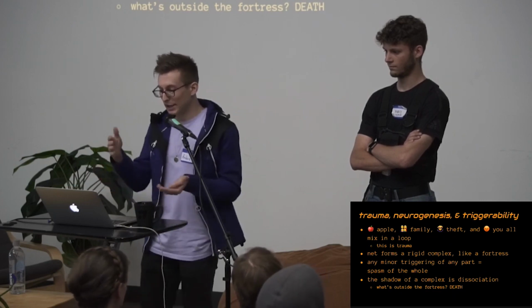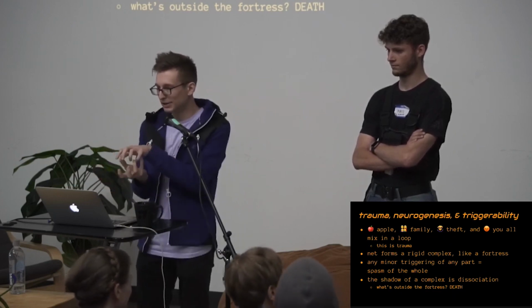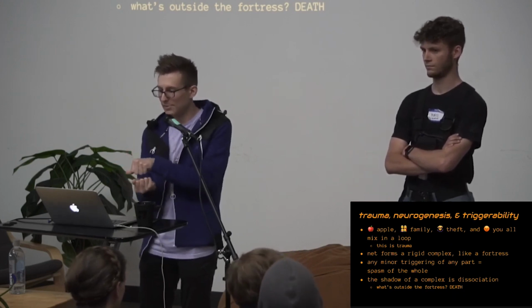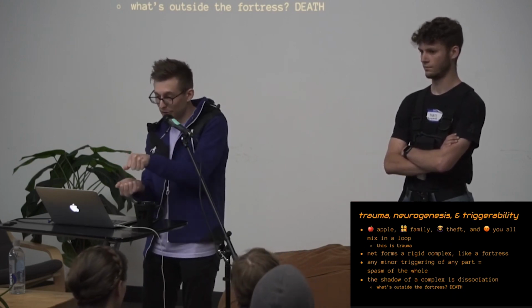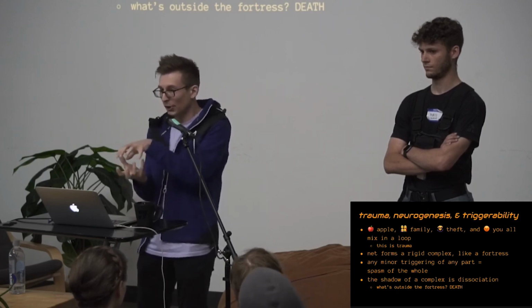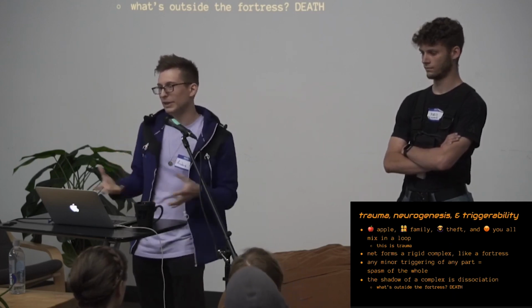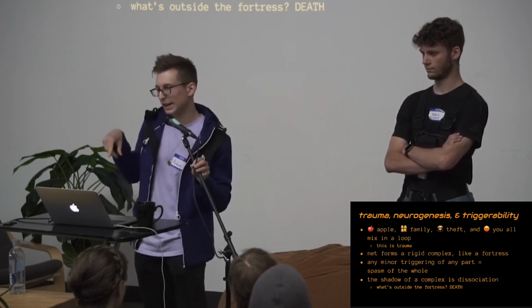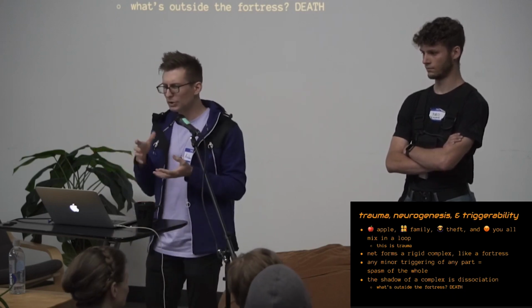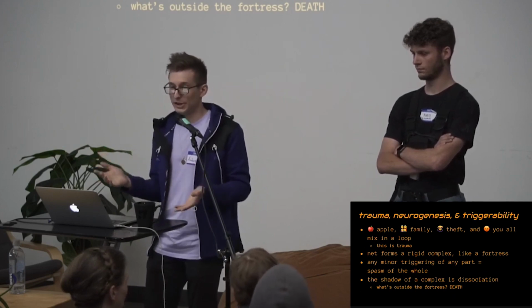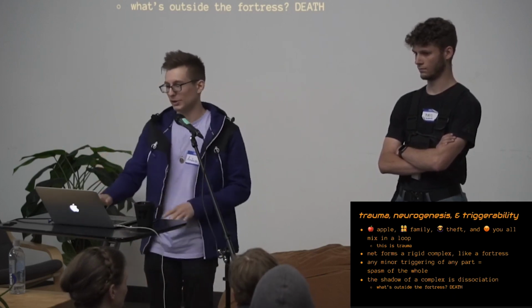Any minor triggering of any part, because the connections between them are so intensive and they're all so strongly activated at the same time, fires the whole spasm, triggers the whole complex, and then can send meaningless data out of that. The shadow of that complex is dissociation, everything outside of the fortress. What's outside the fortress? Death. Do not go outside the fortress. It's taboo. And so is the thing at the middle of the fortress.